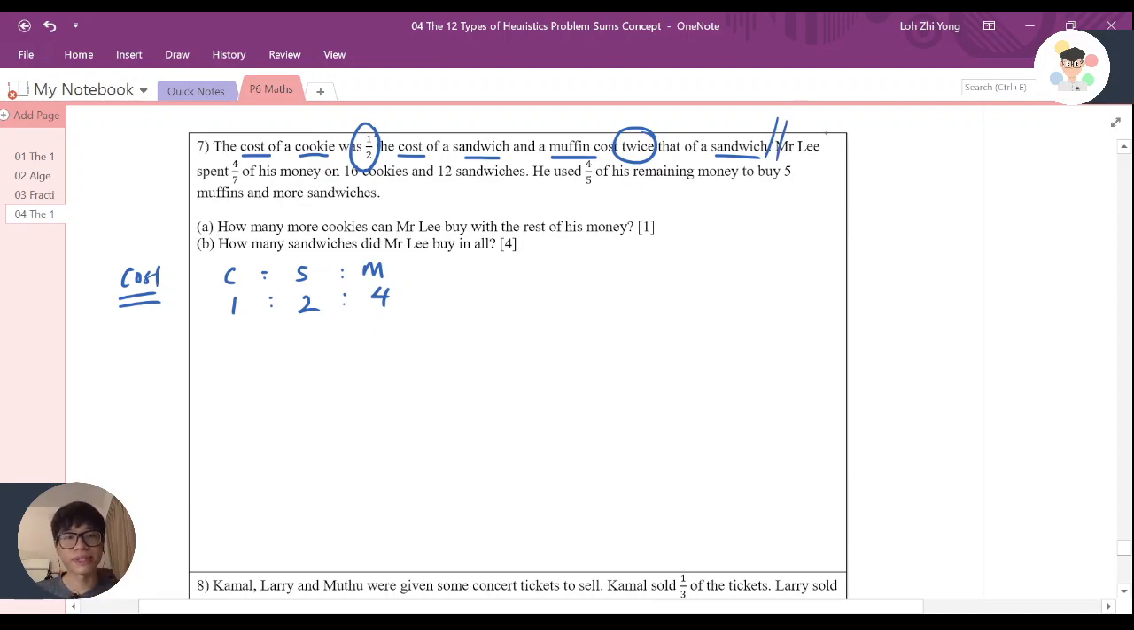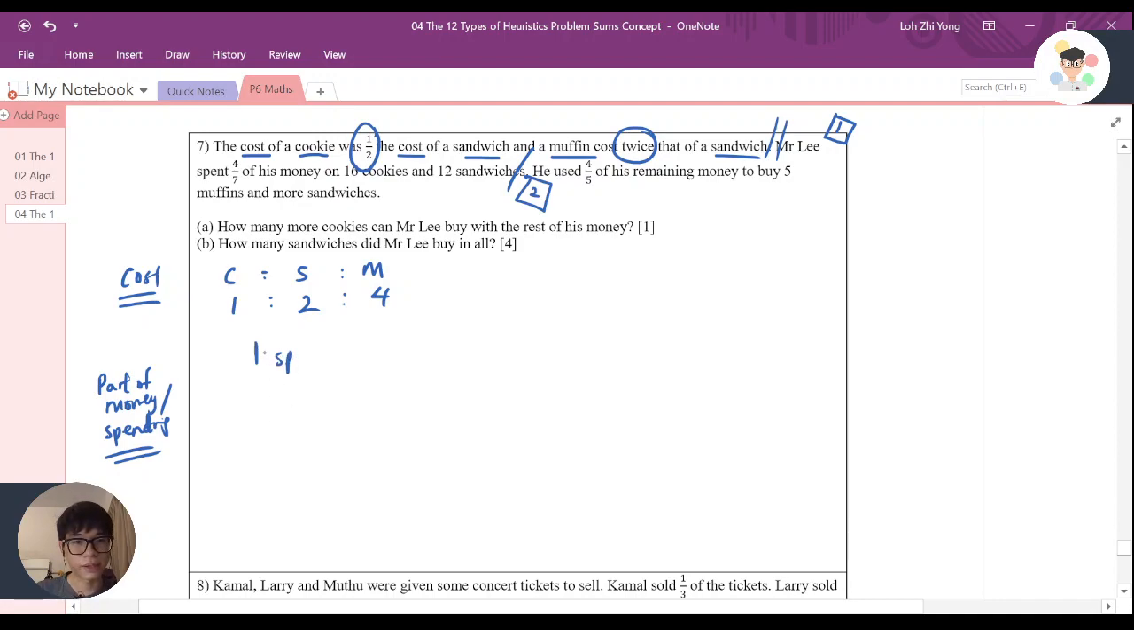And now here it continues to say that Mr. Lee spent 4 over 7 of his money on 16 cookies and 12 sandwiches. And he used 4 over 5 of his remaining money to buy 5 muffins and more sandwiches. So I know it's a bit complicated, but no worry, let's just write down. Now, we are talking about the spending. Mr. Lee actually has many spendings. This is the first spending, okay? Let me just write down here first, which he spent all of it, then stop here, then he has the second spending here.